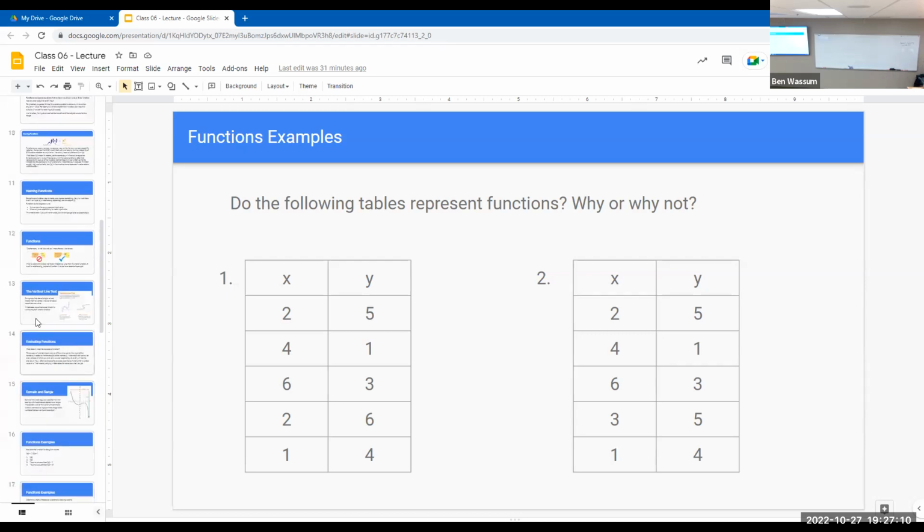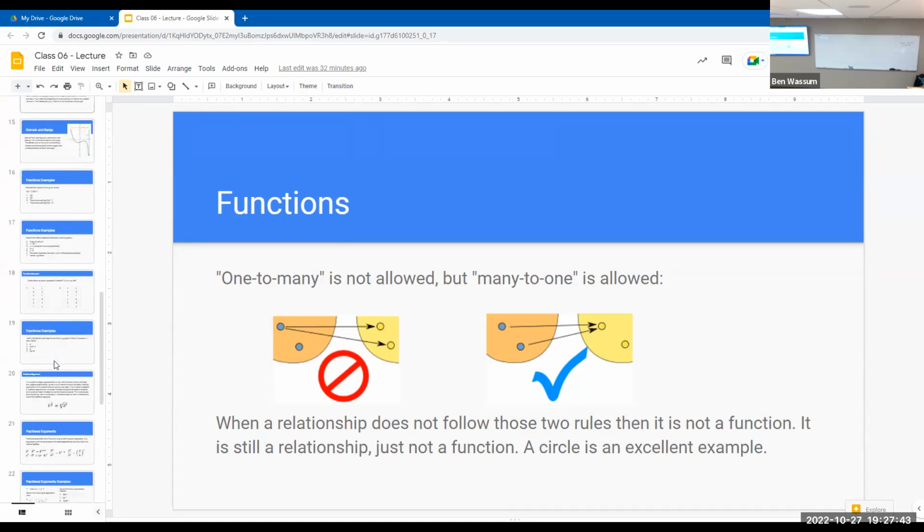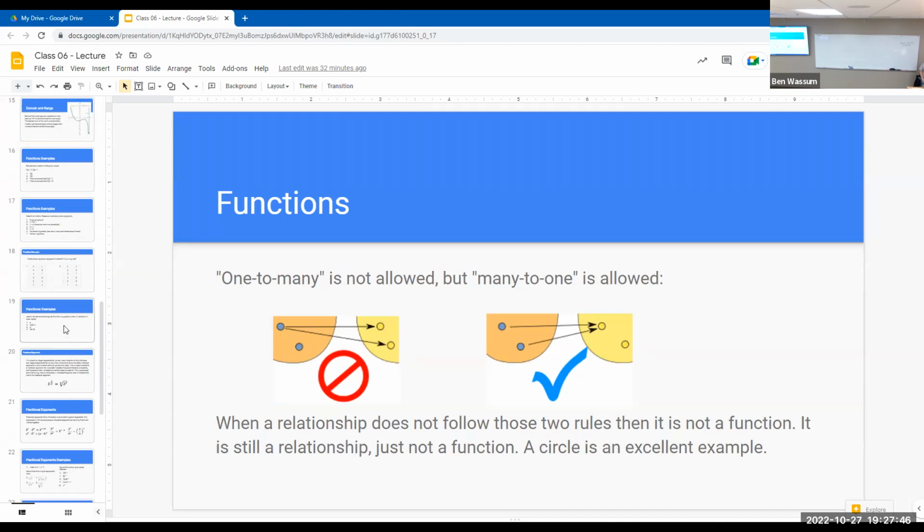Again, I'm gonna scroll up. One to many is not allowed, but many to one is allowed. Think of X to Y as the relationship: many X's to one Y, yeah, that's allowed. But one X to many Y's, that is not allowed, that breaks. Imagine domain is on the left, range is on the right. Pretty decent, right?